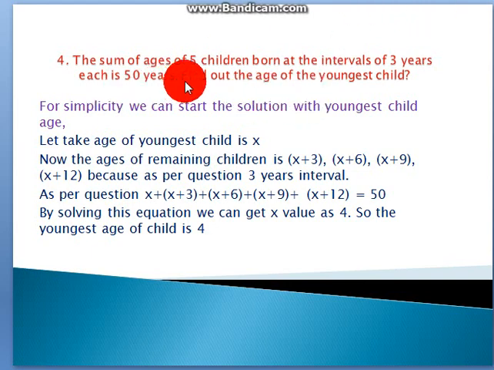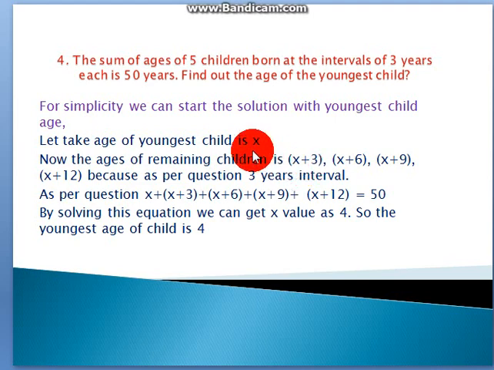For simplicity, you can get this solution in the easiest way. Take the youngest child's age as x. If you take the youngest child's age as x, then the remaining 4 children's ages are x plus 3, x plus 6, x plus 9 and x plus 12, because the 5 children were born at intervals of 3 years each.